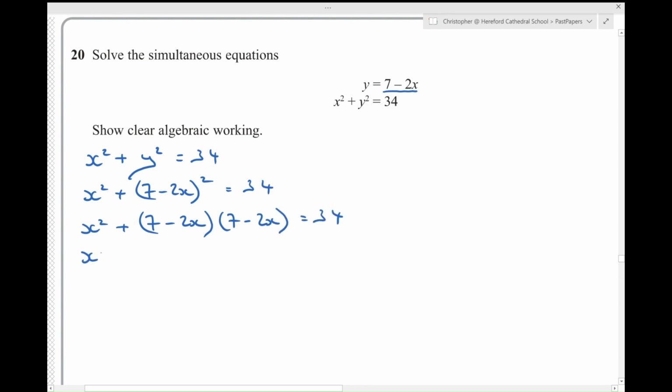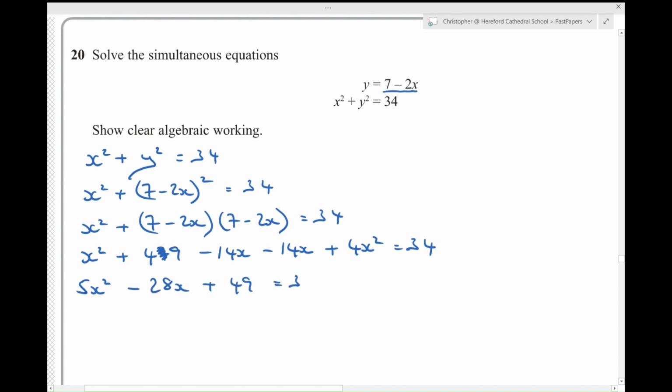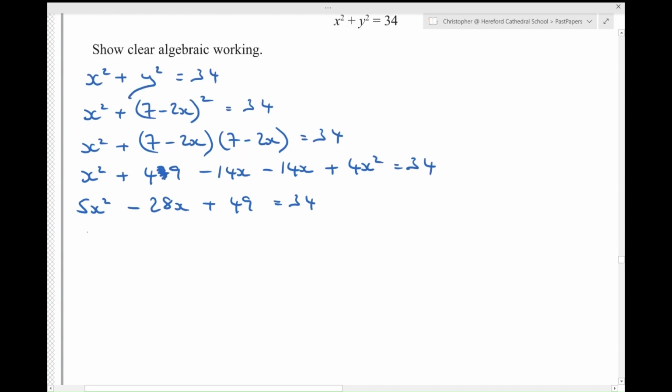So let's continue down this road. Right, let's multiply that out. 7 sevens are 49, not 47. Minus 14x, minus another 14x, minus 2x times minus 2x is plus 4x squared, equals 34. Let's tidy that up. I've got 5x squared minus 28x plus 49 equals 34. This is a quadratic. Let's set it equal to 0. Subtracting 34 from both sides gives me 5x squared minus 28x plus 15 equals 0.